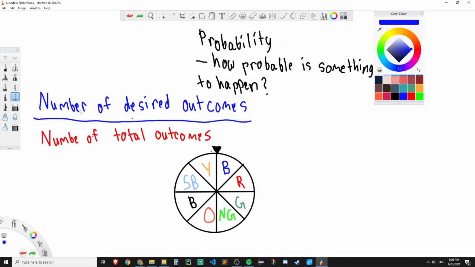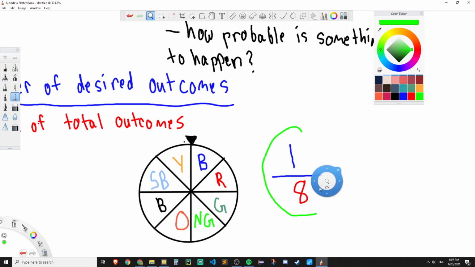So what are our desired outcomes? How many desired outcomes do we have? Well, there's only one orange, so that's pretty easy. That'll be 1 over how many total outcomes do we have? Well, we have 1, 2, 3, 4, 5, 6, 7, 8. 8 outcomes. So 1 over 8. This is our probability.